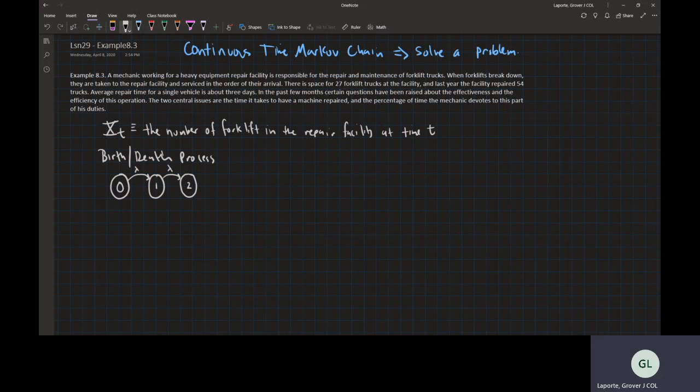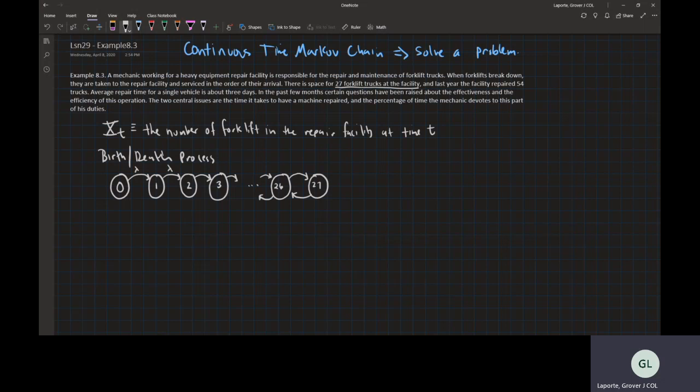The other thing is we're going to let all of our lambdas be equal and all of our mu's be equal. If you don't remember mu's and lambdas, go back and check our last class. In this case, if you read up here, it says that 27 forklifts at the facility is the maximum. That's what we have space for. So we'll come in and say 26, and then my last one will obviously be 27. So we have 27 plus 1, because I have a 0, so 28 states.